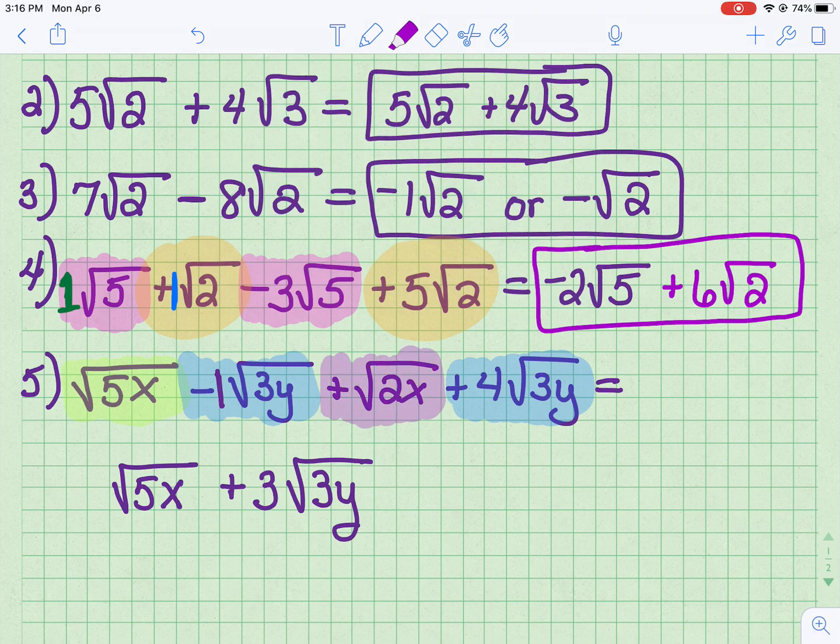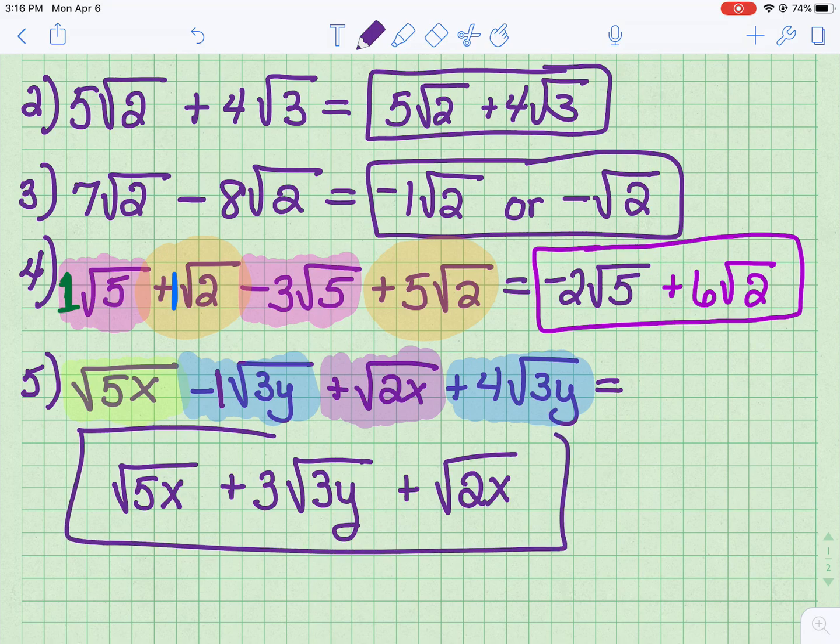Well, there's nothing that can go with that root 2x because it has to be exactly the same. And so that's just plus root 2x. So our final answer here is root 5x plus 3 root 3y plus root 2x. Again, we're not really getting an answer. We're just simplifying. And so that's what's going on here.